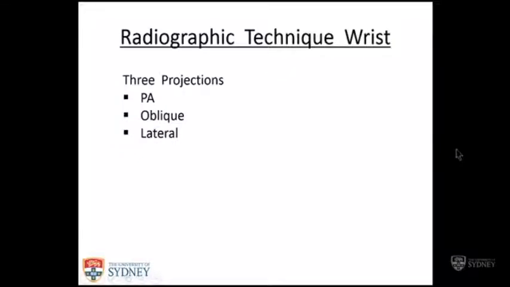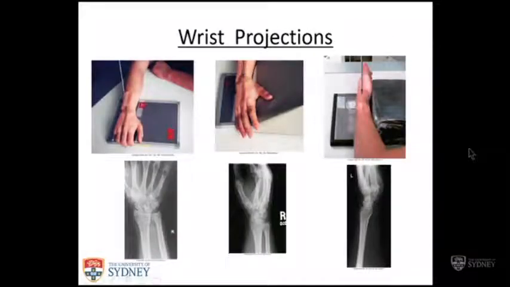So PA, oblique and lateral, our three standard projections. Now, they're not that hard at all, just a couple of little things we finesse. So where do we centre, first of all?